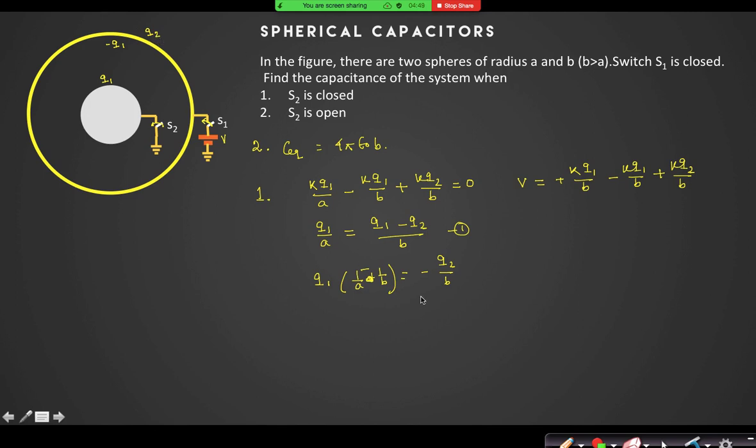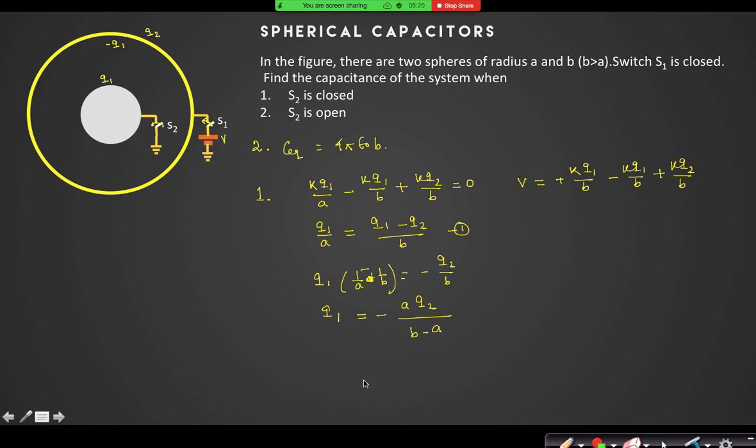Right? So I can find a relation between Q1 and Q2 straightforward from there, that Q1 by A minus Q1 by B equal to minus Q2 by B. So Q1 is equal to B minus A, so it is minus of A into Q2 divided by B minus A. I think that will be the relation between Q1 and Q2. B will get cancelled out, A will get there.